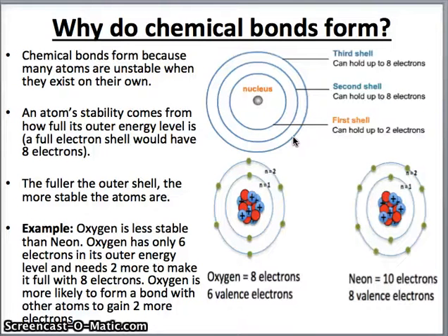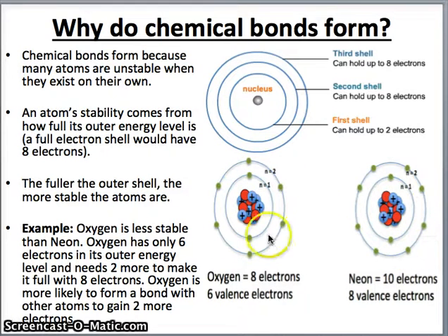And we'll talk about the different kinds of bonds later. But let me give you an example. So here are two atoms. This one's called oxygen. This one is called neon. I know it looks really similar, but if you go and count the number of dots, or electrons, around the nucleus, you'll find out that oxygen has only 6 valence electrons, so 1, 2, 3, 4, 5, 6, whereas neon has 8, 1, 2, 3, 4, 5, 6, 7, 8.